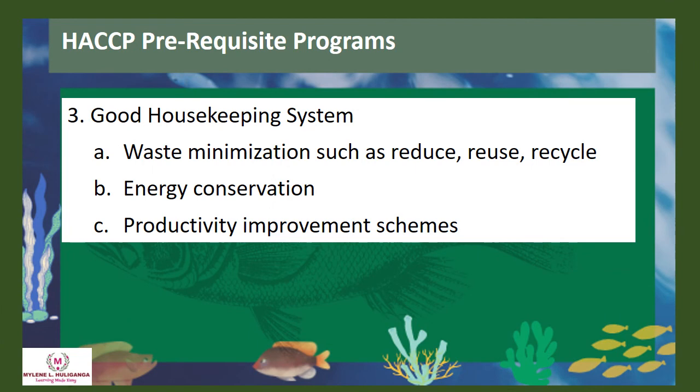The third prerequisite program is the good housekeeping system. It should include waste minimization such as reduce, reuse, or recycle, energy conservation, and productivity improvement schemes.